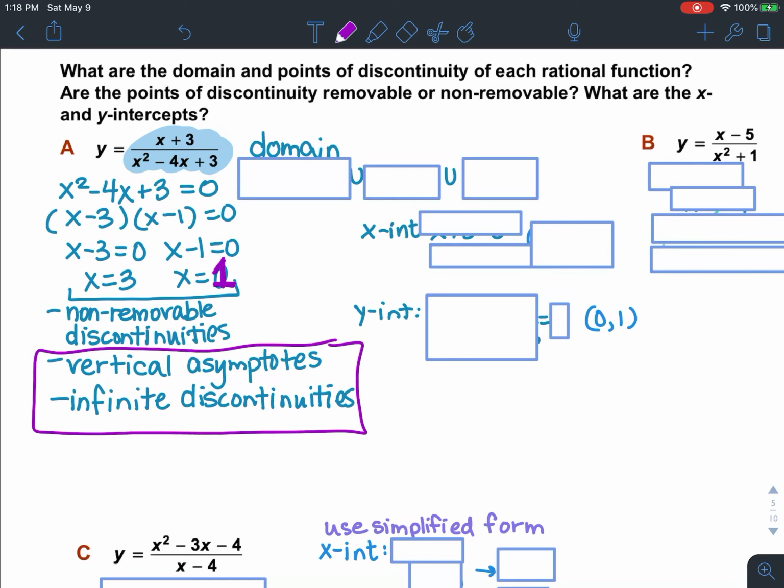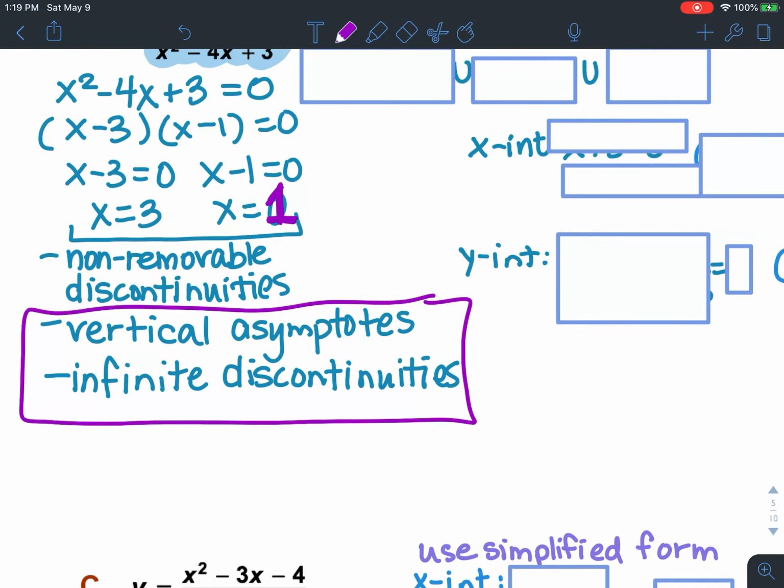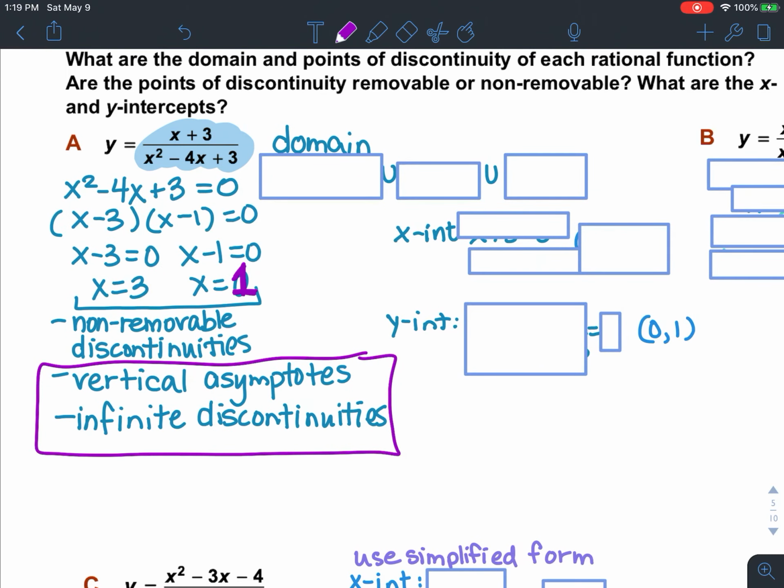We're not dealing with jumps right now. Jumps don't really happen in rational functions. They happen in like absolute value functions, but yeah, they don't really happen in rational functions. So for right now, our non-removables will be vertical asymptotes. Okay, so what is the domain then? The domain is everything except for 3 and 1.